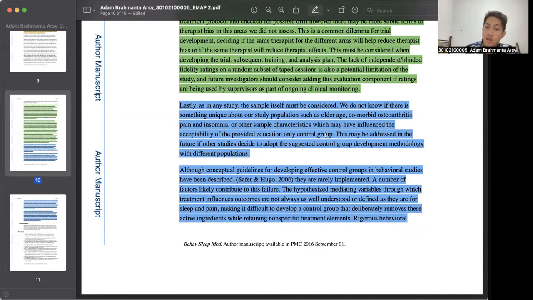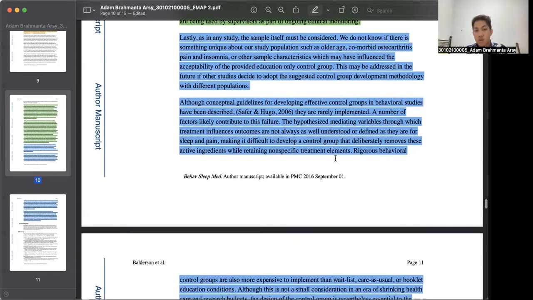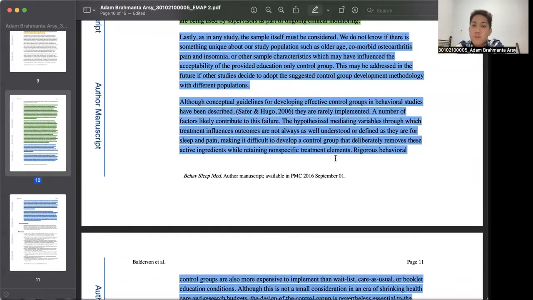If other studies decide to adopt the suggested control group development methodology with different populations, although conceptual guidelines for developing effective control groups in behavioral studies have been described, a number of factors likely contribute to this failure. The hypothesized mediating variables through which treatment influences outcomes are not always as well understood or defined as they are for sleep and pain, making it difficult to develop a control group that deliberately removes these active ingredients while retaining non-specific treatment elements.